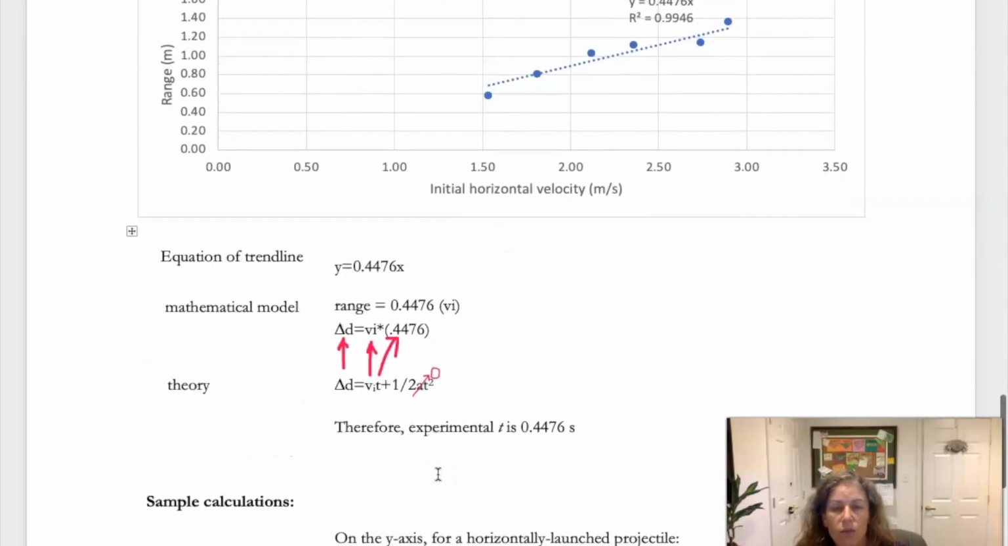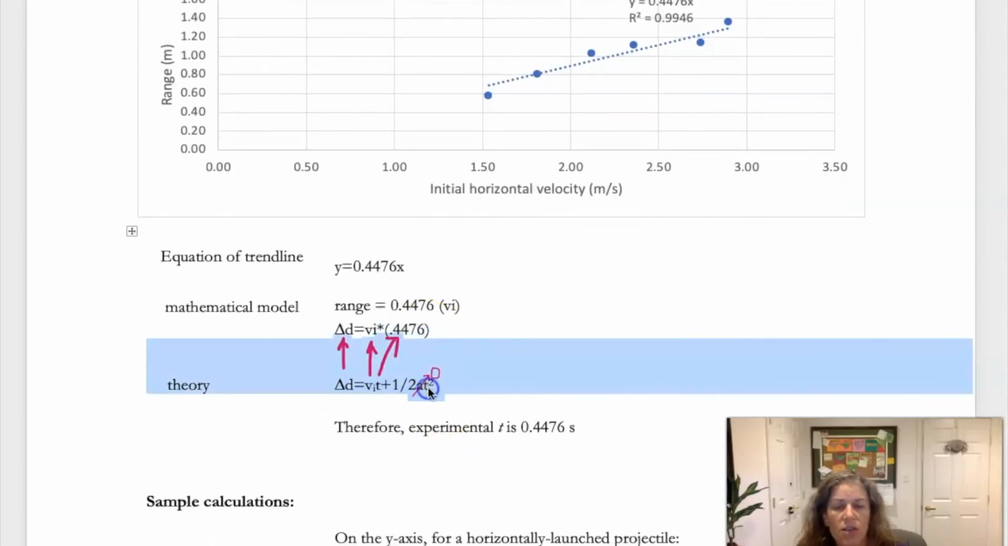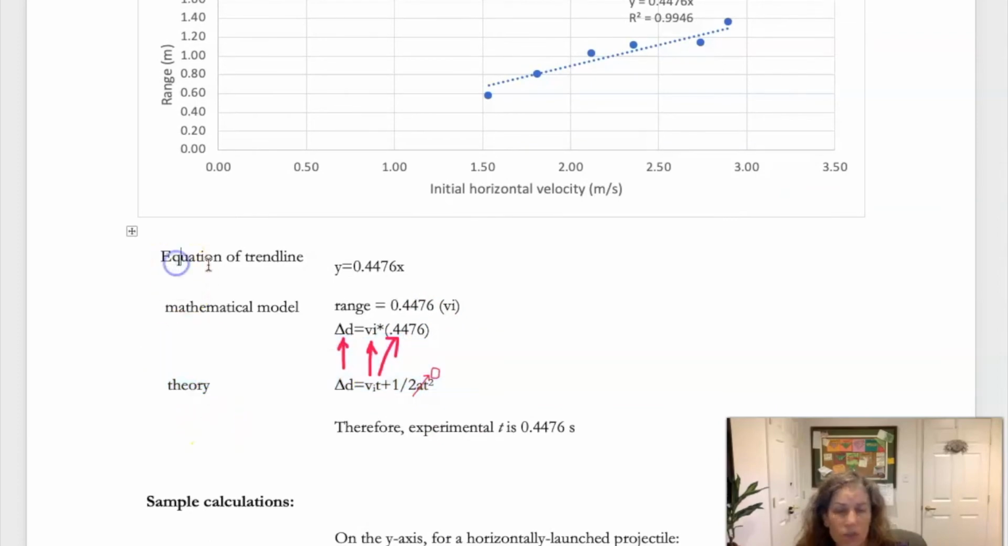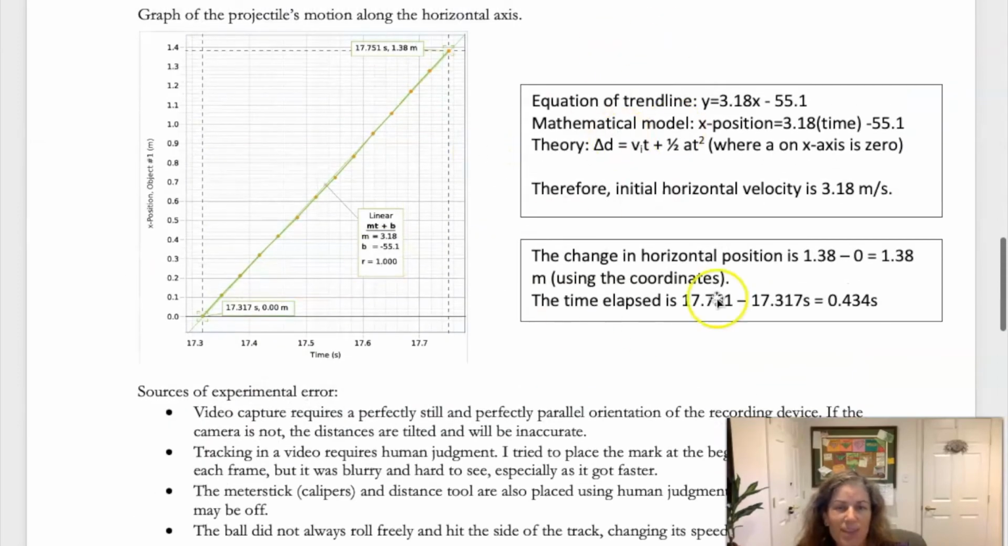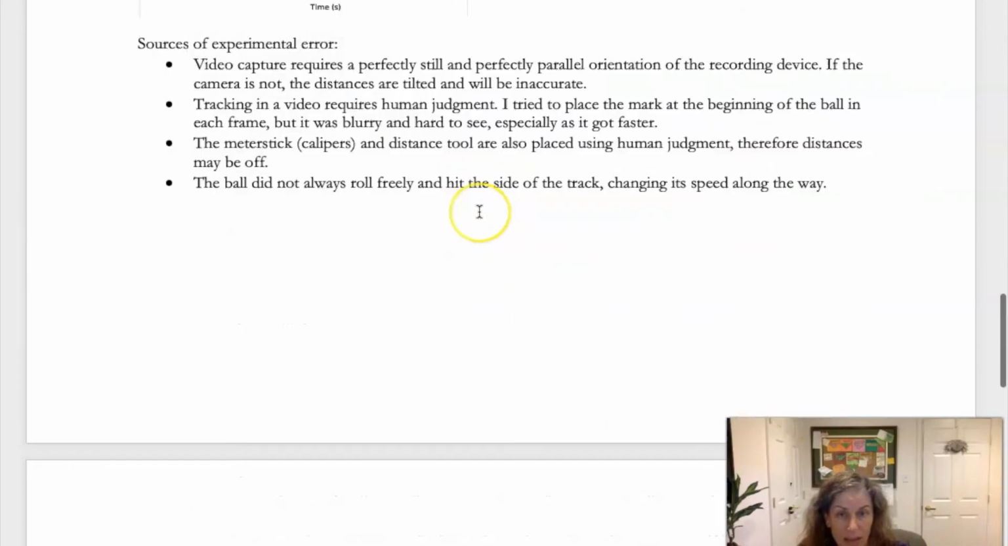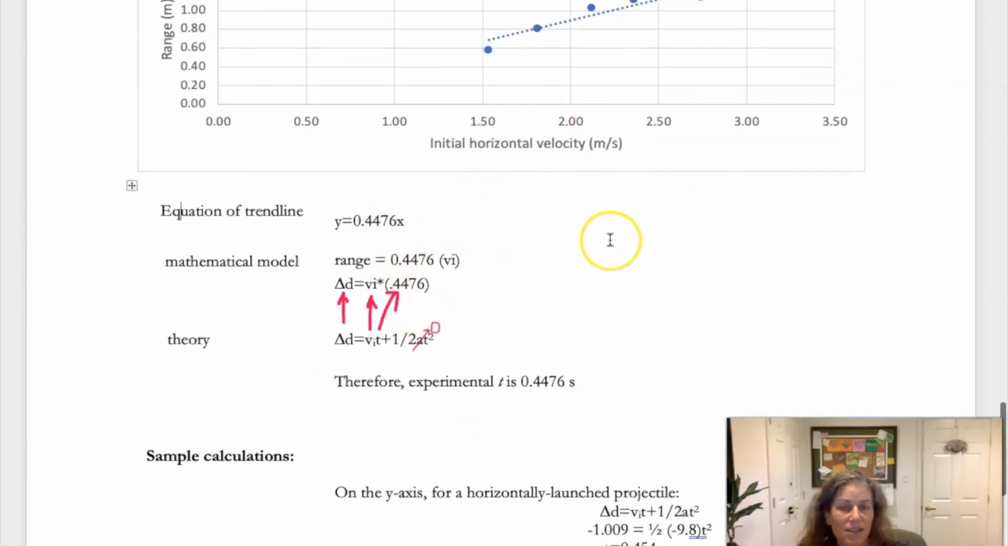And therefore, this must be the hang time, right? Because here's the theory. Notice the same three things that I used here, but this I used to gather my data. This was data collection. This is analysis.